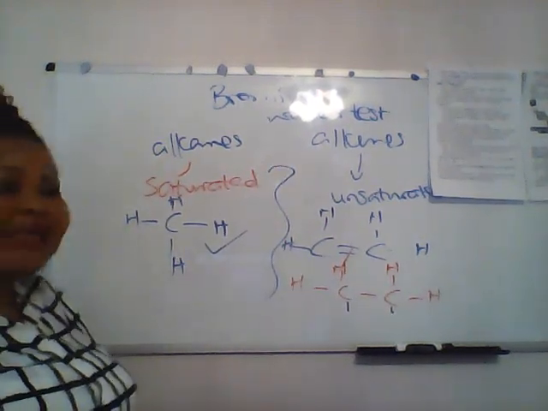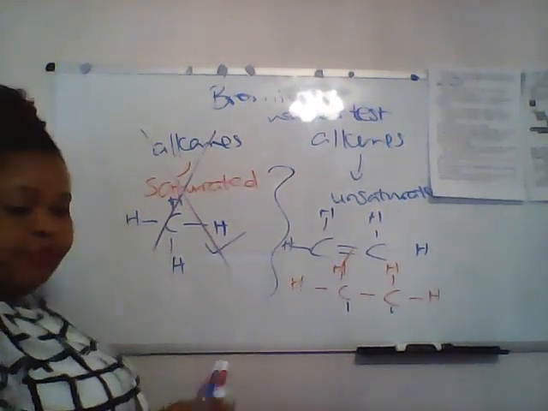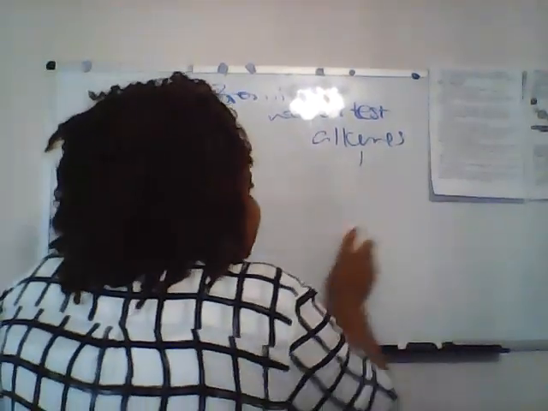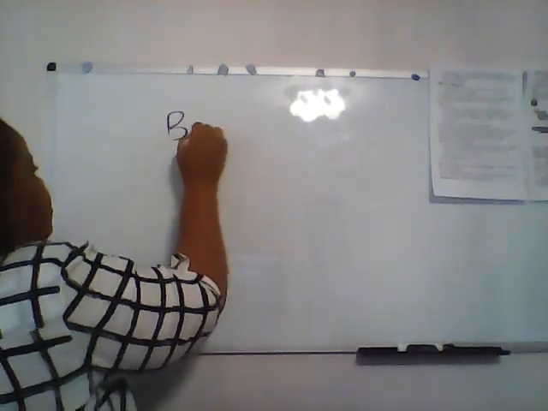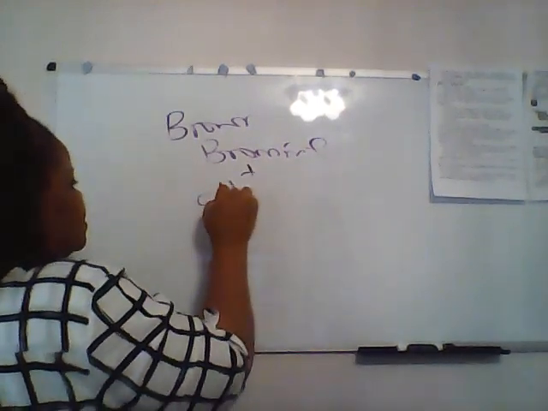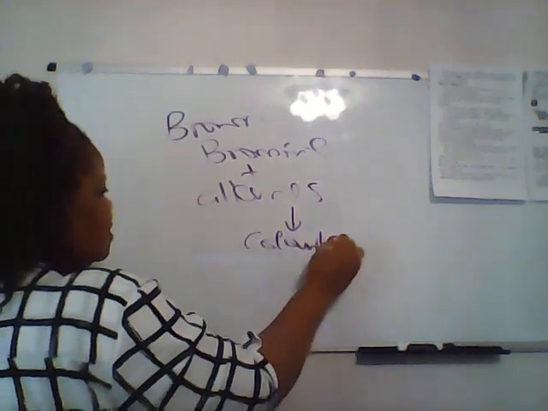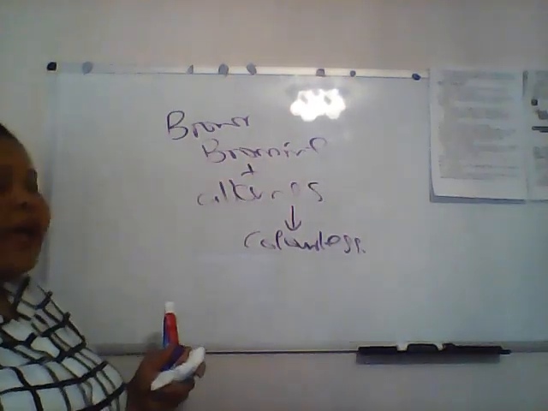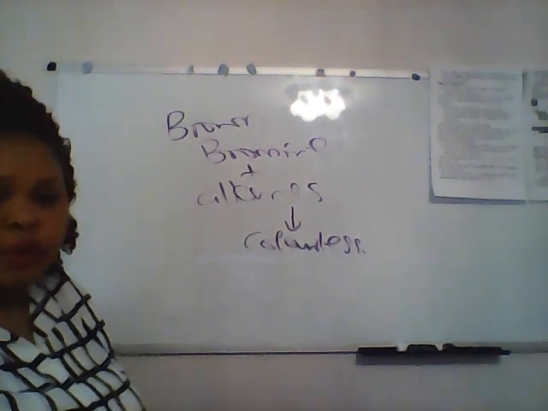So for the bromine water test, there is no reaction with alkanes. Alkanes do not react with bromine water. They remain unchanged. But in the case of alkenes, there is a change, because the color of bromine water is brown. Brown bromine water with alkenes bleaches, colorless. That is the bromine water test. So alkenes will react with bromine water, and they will change the color from brown to clear or to colorless.